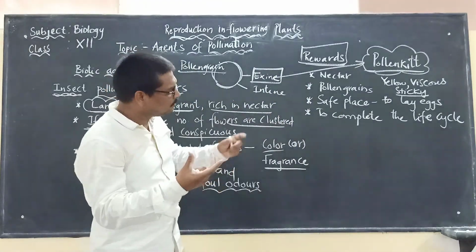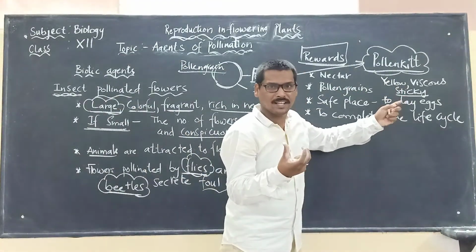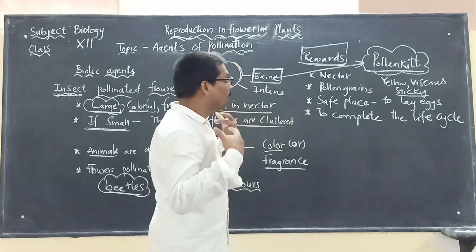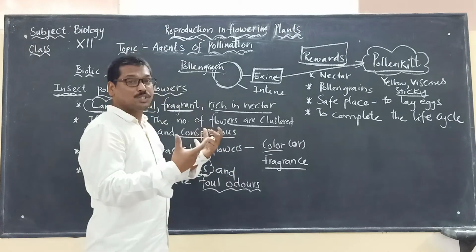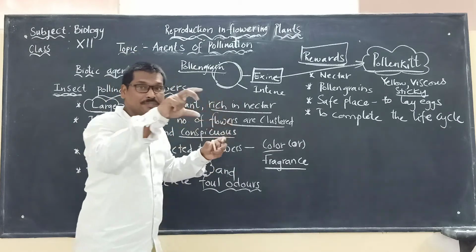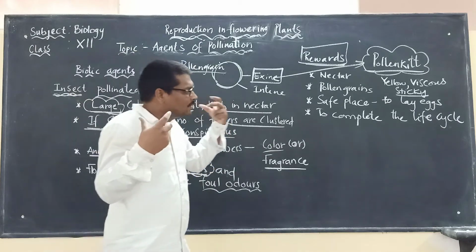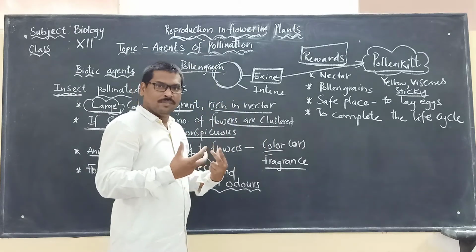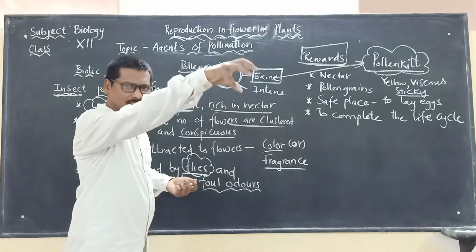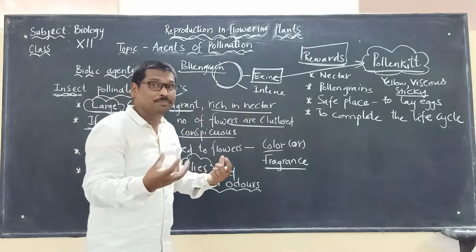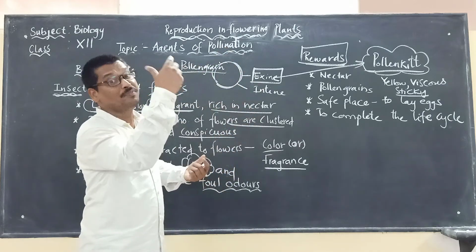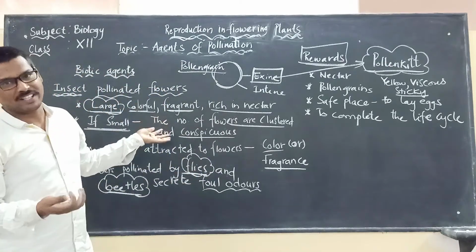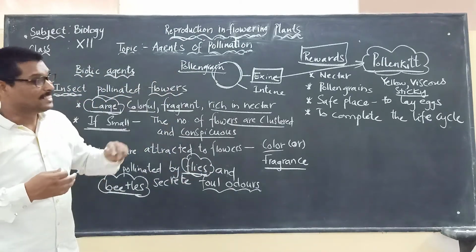Because of this viscous and sticky nature, the pollen grains will easily attach onto the body of those animals which are visiting the different flowers. So when these pollen grains stick onto the body of these insects, when the same insect visits another flower, it may drop these pollen grains on the stigma of another flower, and that's how the pollination will be taking place.